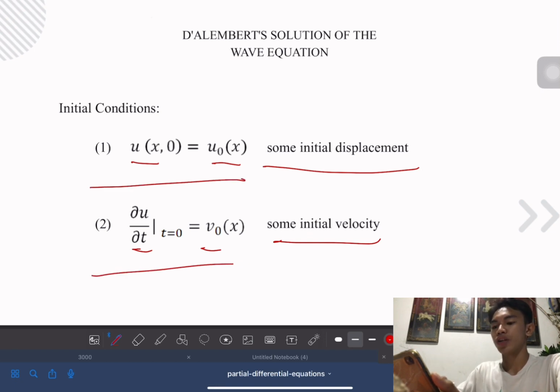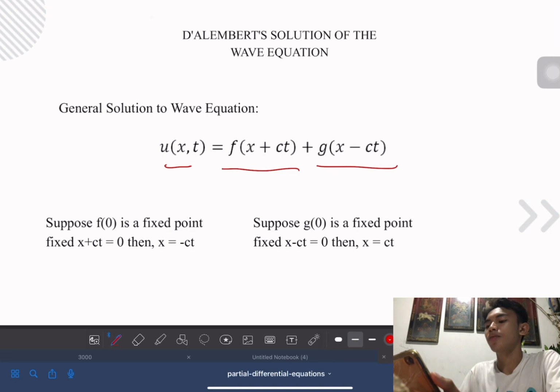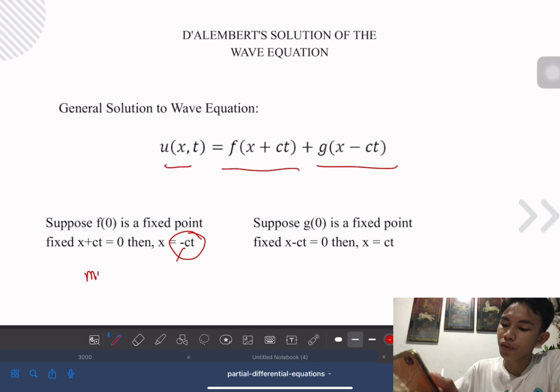of these two conditions. To begin, we are given a general solution to the wave equation, which is u of x, t is equal to the summation of function f of x plus ct plus g of x minus ct. To elaborate more on the meaning of this formula, suppose f of 0 is a fixed point, fixed x plus ct is equal to 0, then x is equal to negative ct. So we can see by this that these equations are moving backwards.